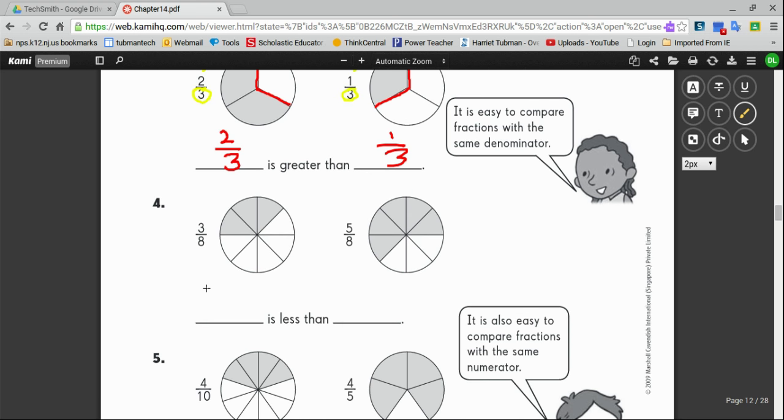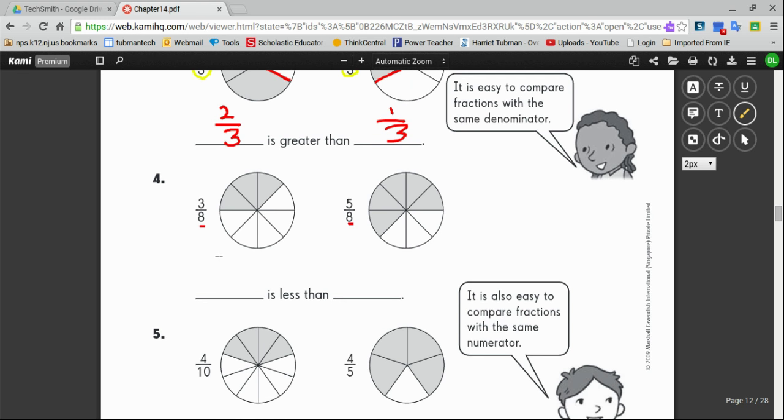So again, here we go. We have the same denominator. They're both 8s. And then let's look at our numbers. That's 3, that's 5. So we know that 3/8 is less than 5/8.